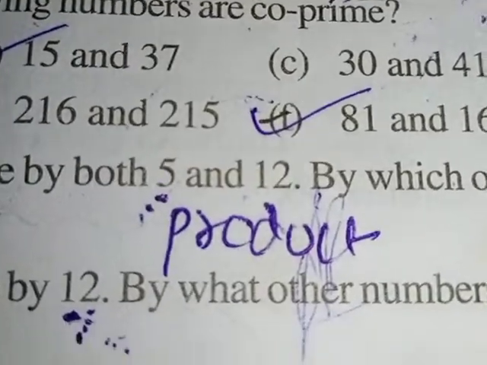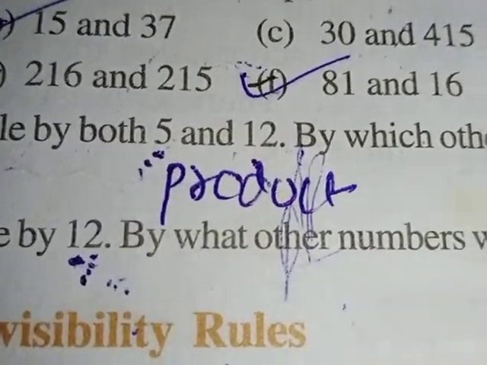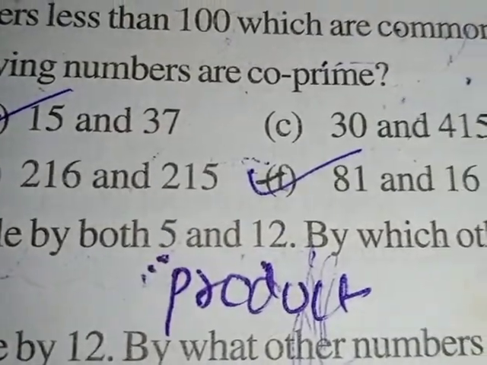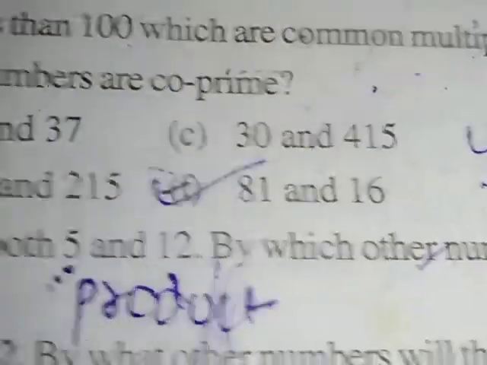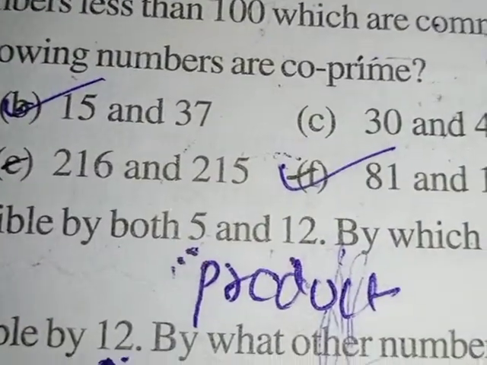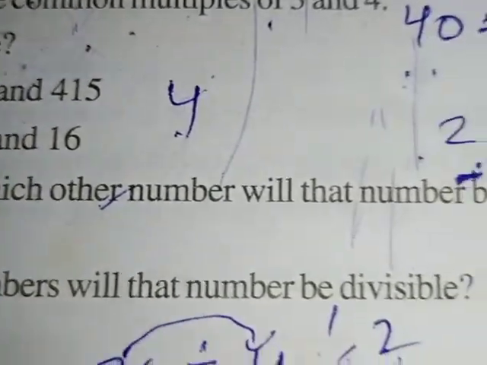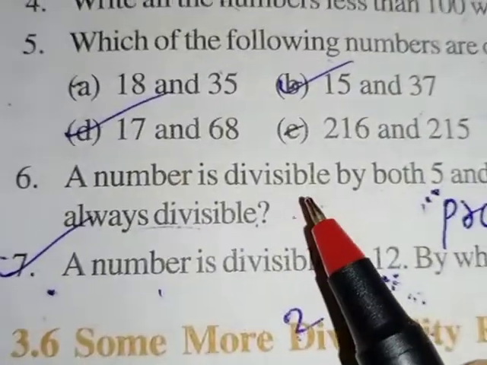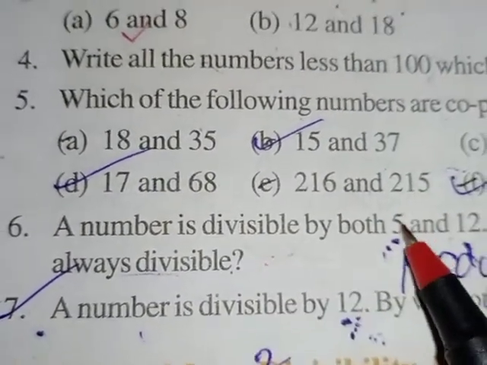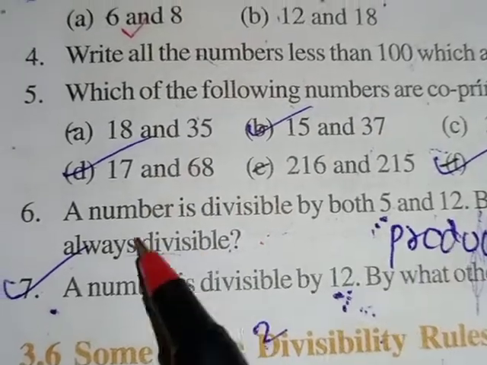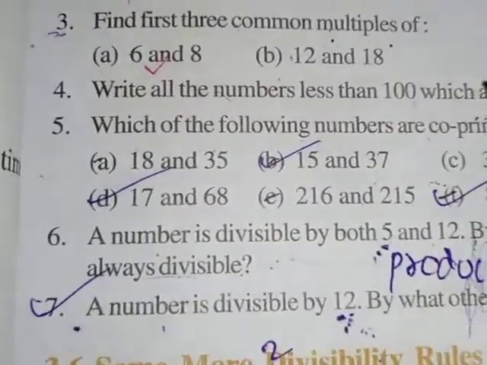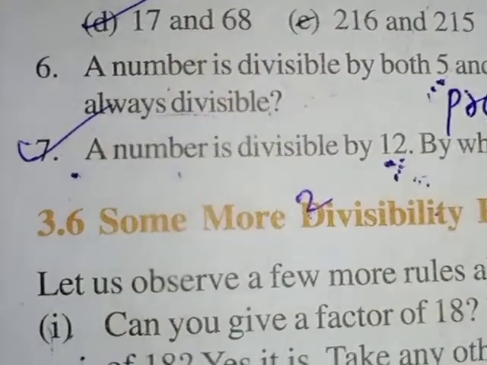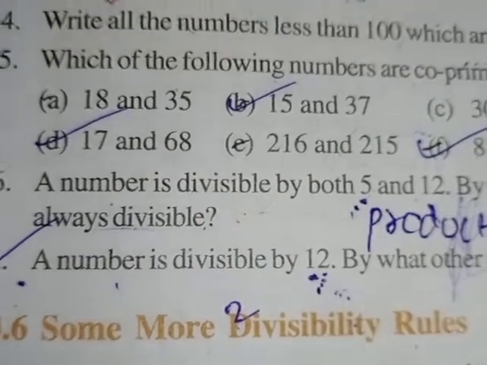We know 60 is there, 120 is there, right? Both the numbers are divisible by 5 and 12, right? So it is asked here, that number which is divisible by 5 and 12 both, by which other number will that number be divisible? That same number can be divisible by which other number also, along with this 5 and 12?